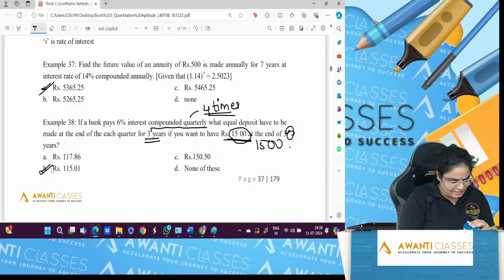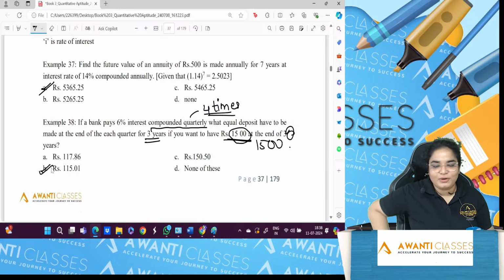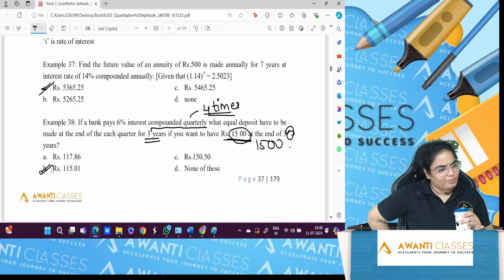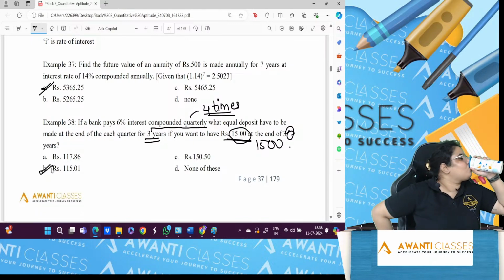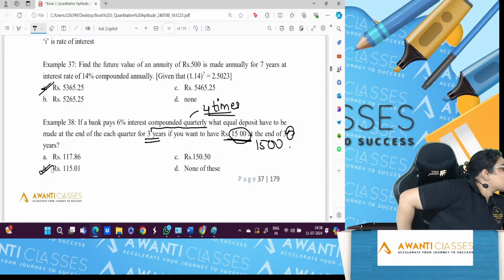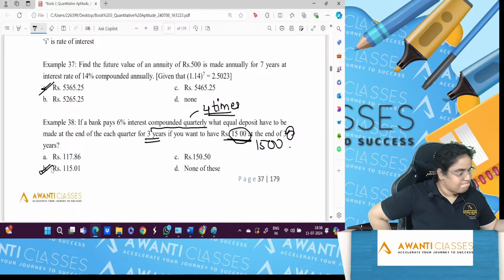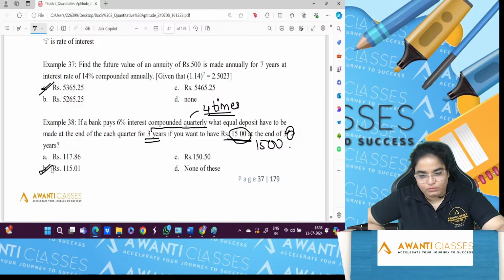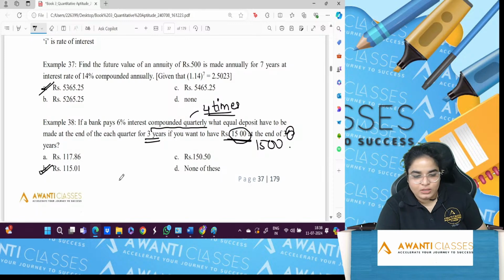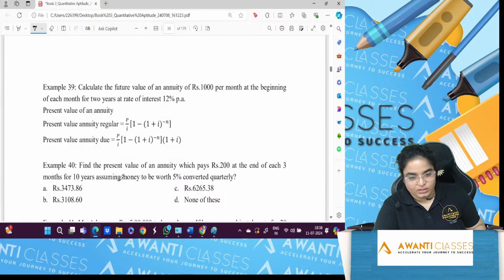Sangana sir, did you estimate this or what? 117 is close enough, but somehow 2 rupees off is happening. Okay, so 38 is done.